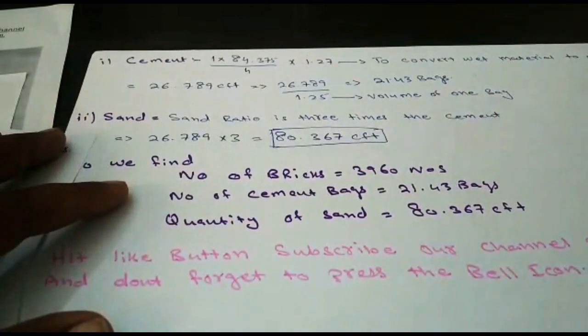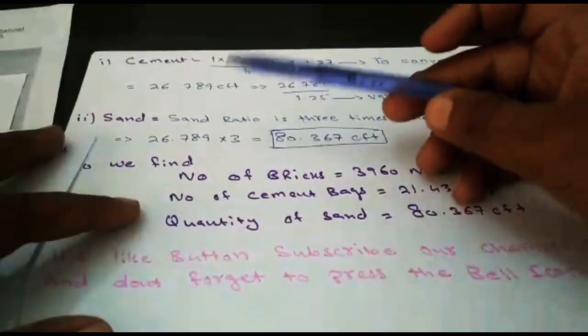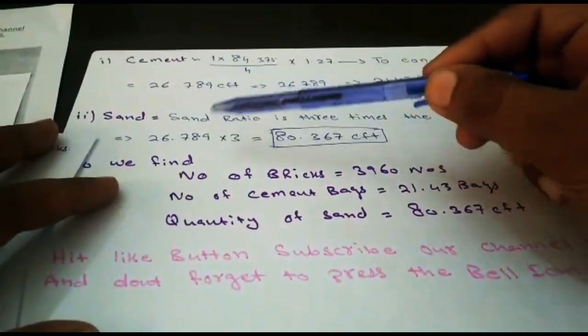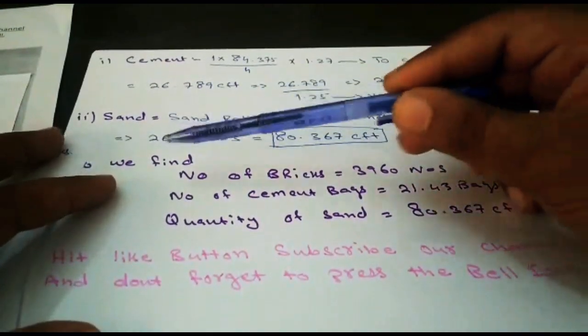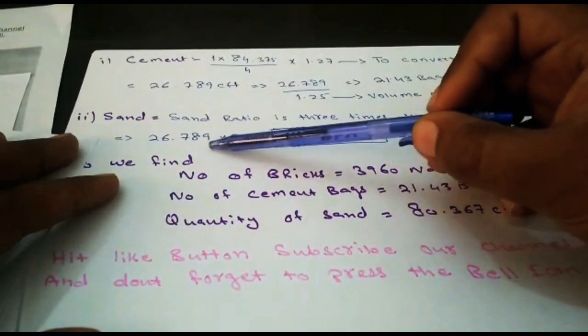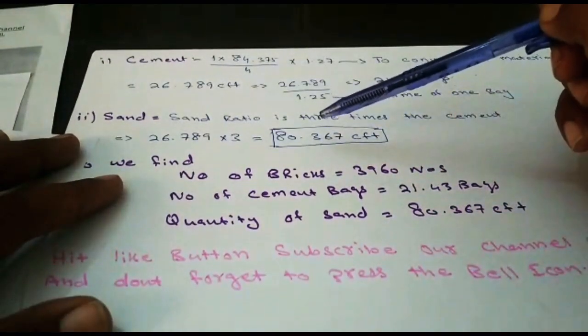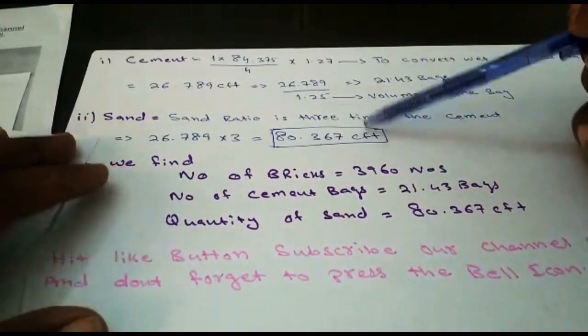Sand ratio is 3 times the cement. So it's simple. You have found CFT for the cement. You have to multiply it by 3 to get the sand, 26.789 into 3 times. So here we have 80.367 CFT of sand.